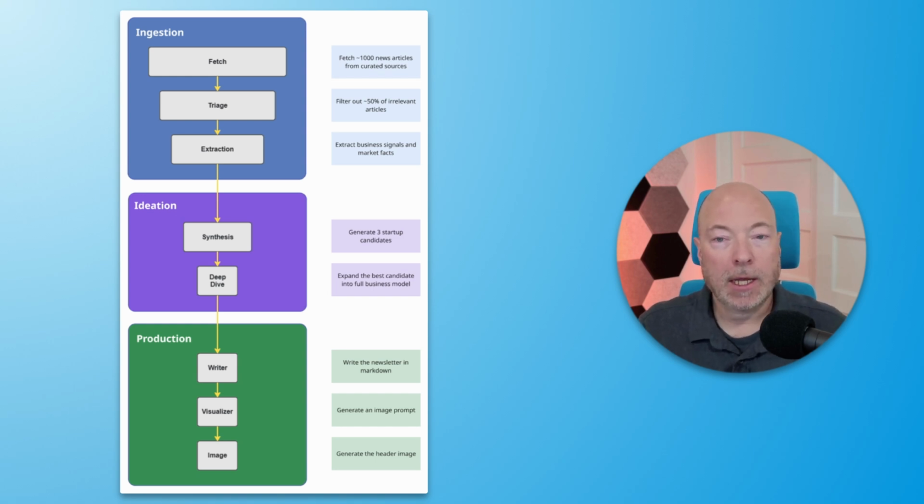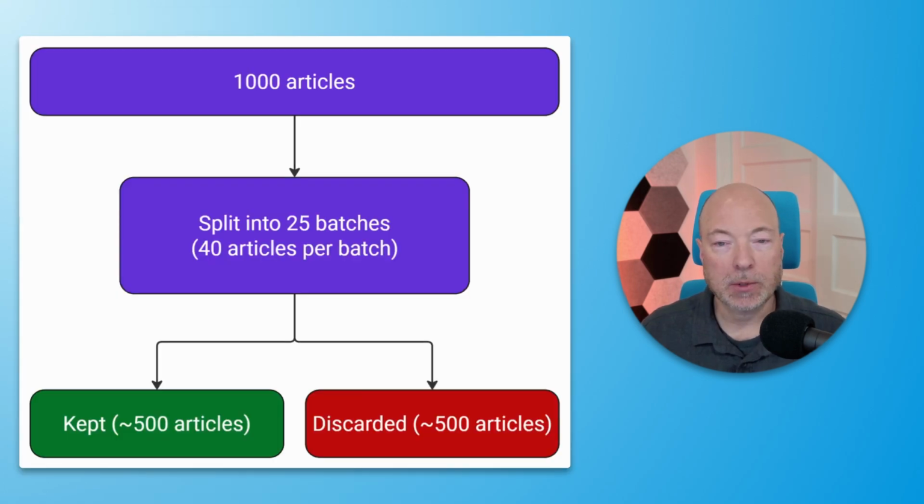That will give us higher signal for the next step and also significantly reduce costs, since we can expect to discard roughly half of the articles in the triage step. Now, since we're dealing with a fairly large input here of up to 1,000 articles, we need to be pretty efficient in sending those up to the agent to get them processed.